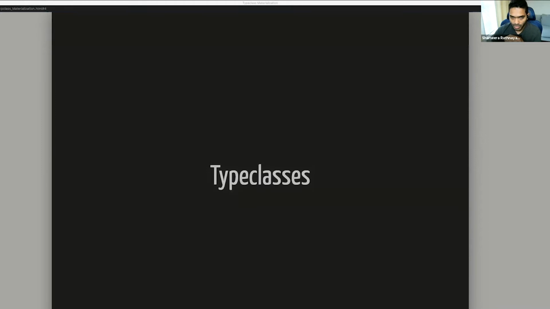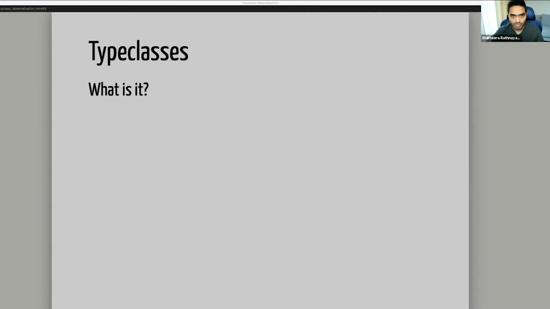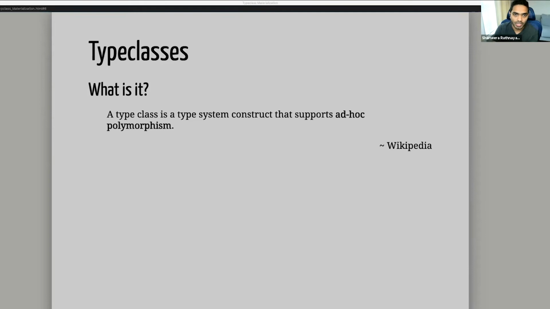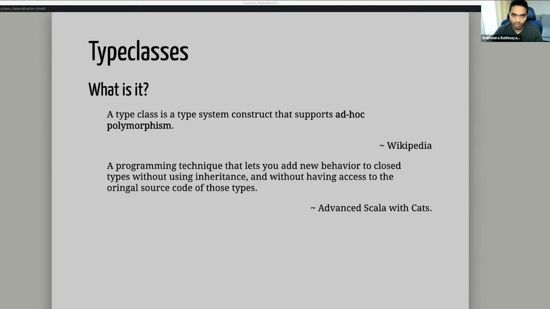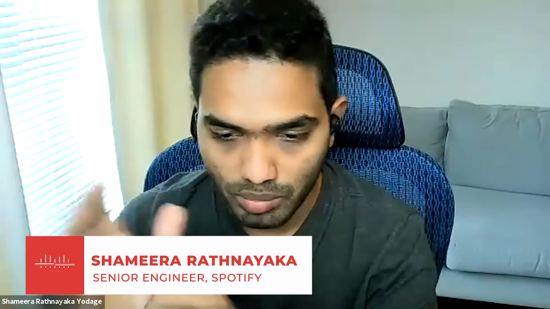Yeah, the type classes. So what is it? In Wikipedia, it says a type class is a type system construct that supports ad-hoc polymorphism. In simpler words, it's a programming technique that lets you add new behaviors to class types without using inheritance and without having access to the original source code. If you have some files in some libraries and you don't have access to those sources, you can, without using inheritance, add some new behaviors. That's from Advanced Scala with Cats.